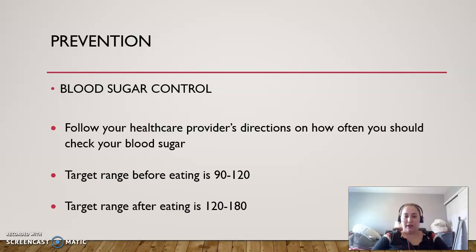So we want to make sure that you're following your doctor's or your healthcare provider's instructions on how often you should be checking your blood sugar. Some patients need to only check it twice a day, while some patients who may be on insulin have to check it more frequently. So your target range before eating should be your blood sugar between 90 and 120. And your target range after eating should be 120 to 180.